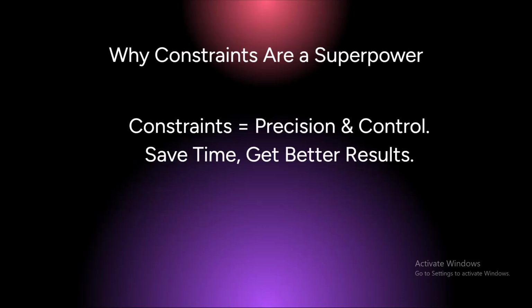Mastering constraints is the key to moving from a passive user of AI to an active director. It allows you to get more precise, relevant, and useful outputs on your very first attempt, saving you countless hours of editing and refinement. Practice using these controls and you'll elevate your prompt engineering skills significantly.